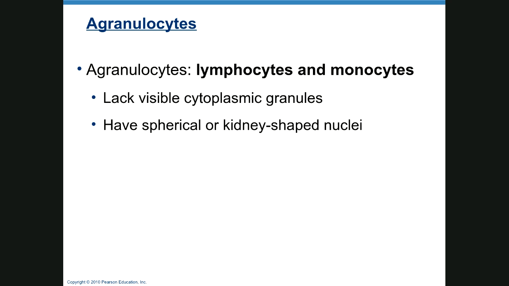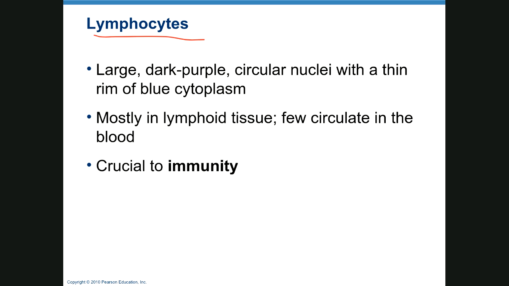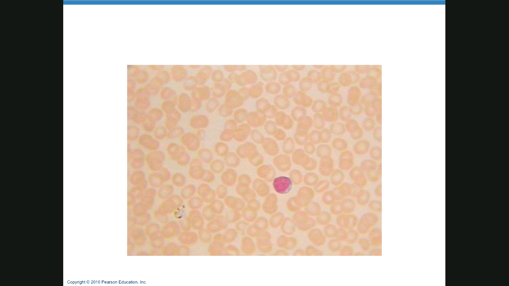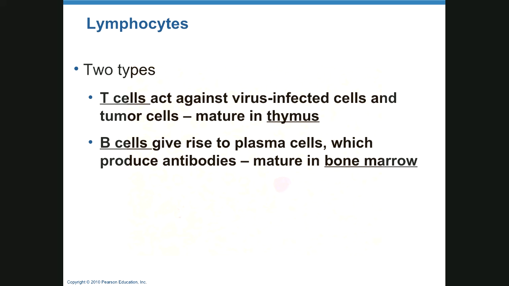Agranulocytes are your lymphocytes and your monocytes. Lymphocytes have a circular nucleus, thin rim of cytoplasm, and these are huge in immunity. Most of them live in lymphatic tissue. They don't hang out in the bloodstream. They go to lymph nodes, spleen, and things like that and hang out. But there's one that managed to. See, almost no cytoplasm, mostly nucleus.